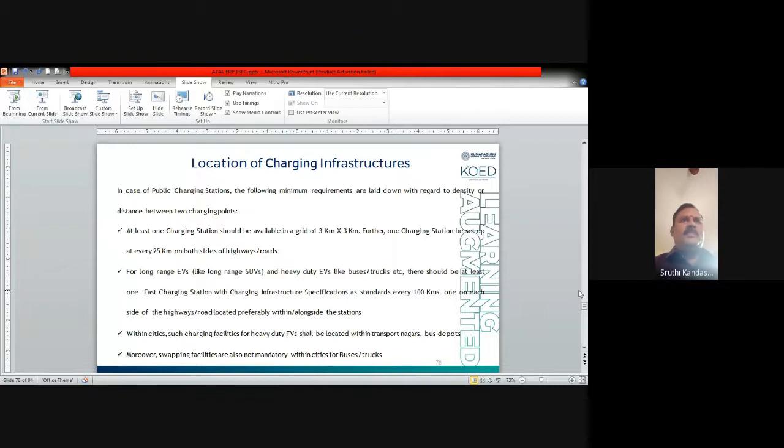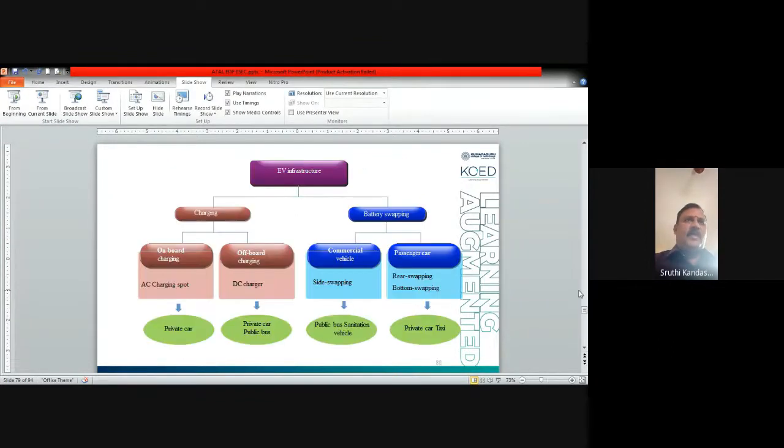Business model for charging infrastructure: EV charging and battery swapping. There are two methods. One is a charging mode, another is a battery swapping mode. In charging there is onboard charging and offboard charging. Onboard charging is AC charging, for private cars. Offboard charging is a DC charger, for private and public cars. Battery swapping is for commercial vehicles and passenger cars: side swapping, rear swapping, bottom swapping. These are the places where the batteries are provided in the vehicles.